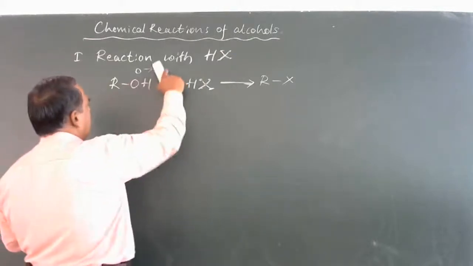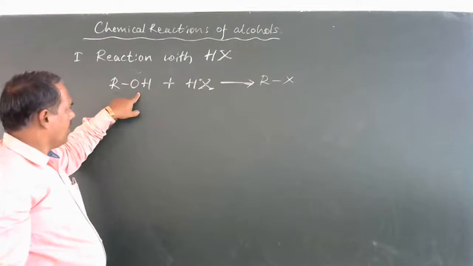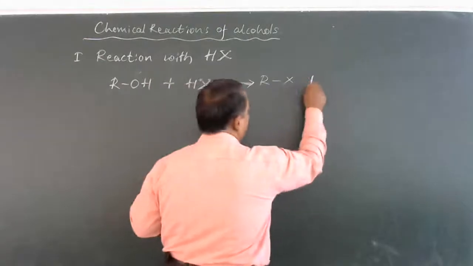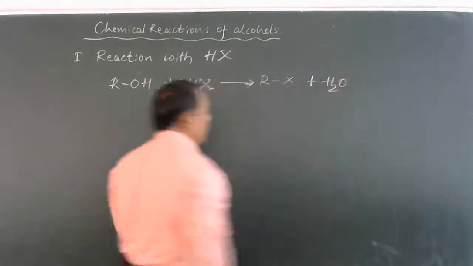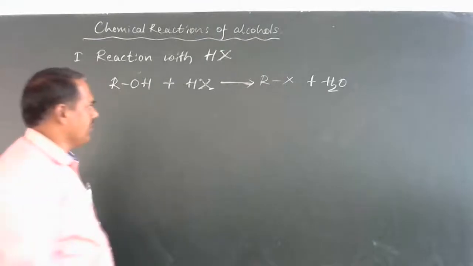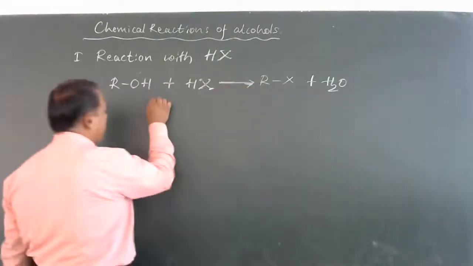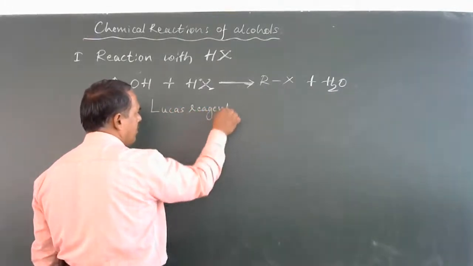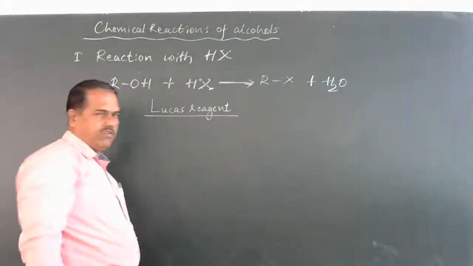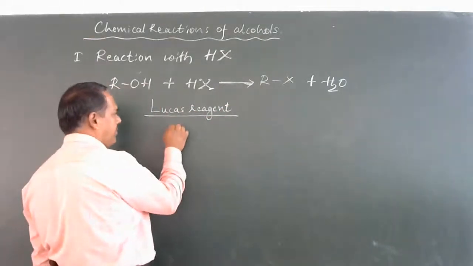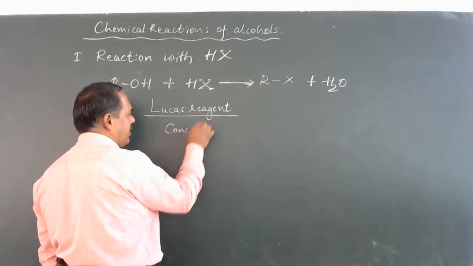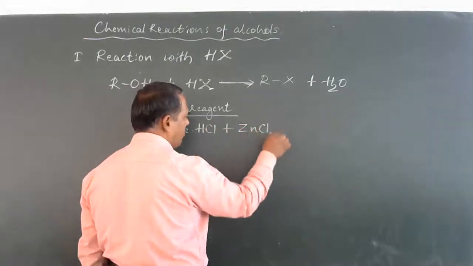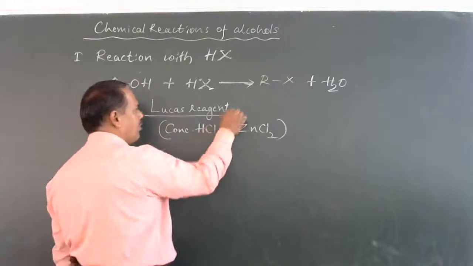Here, when alcohol reacts with hydrogen halide, we will get RX along with water. See, what are the reaction conditions? The reaction condition is that we have to use Lucas reagent. What do you mean by Lucas reagent? It is a mixture of concentrated HCl plus anhydrous zinc chloride. This mixture is called Lucas reagent.